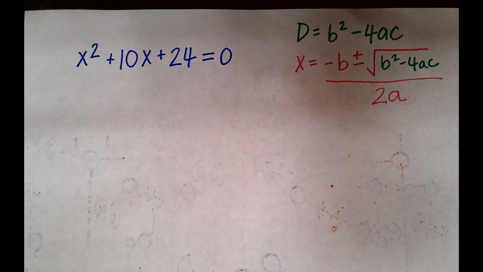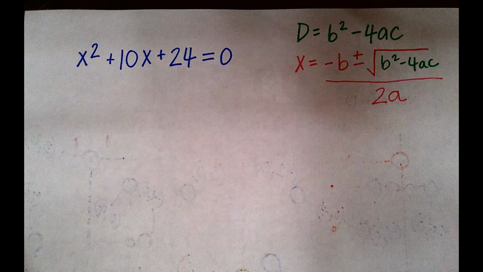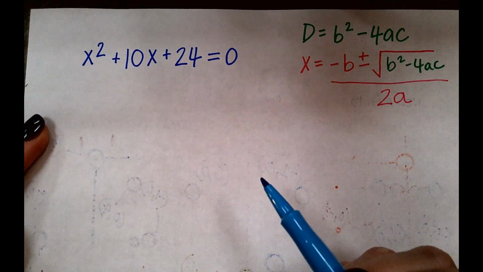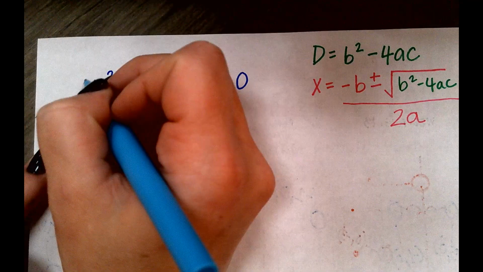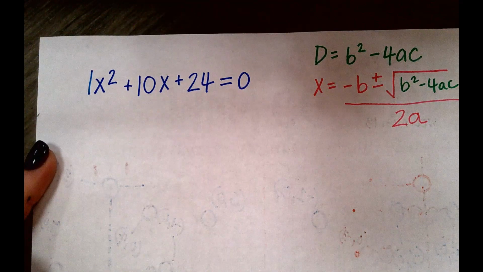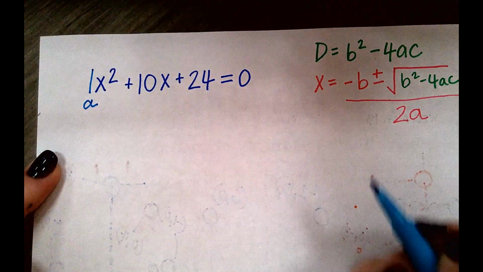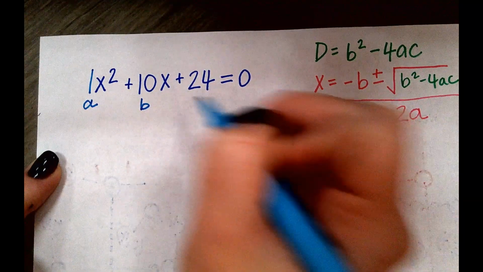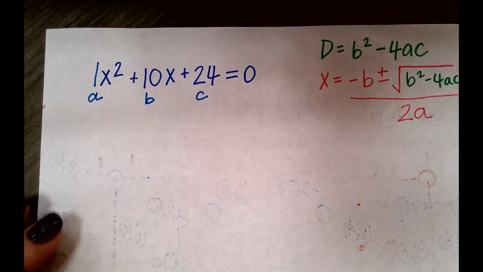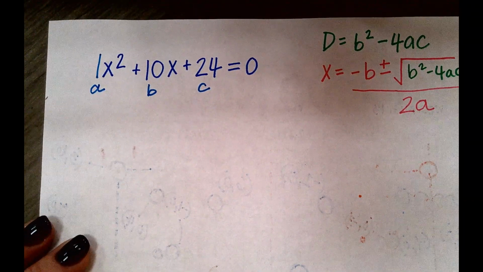Okay. So, back to using this. Titania, I would like for you to start us off. How do you find the discriminant first? You want to turn your x into a 1. Yes. That's a good first step. Put a 1 there. You want to label your A, B, and C. Okay. So there's my A. There's my B. There's my C. And then you want to put it into your formula.